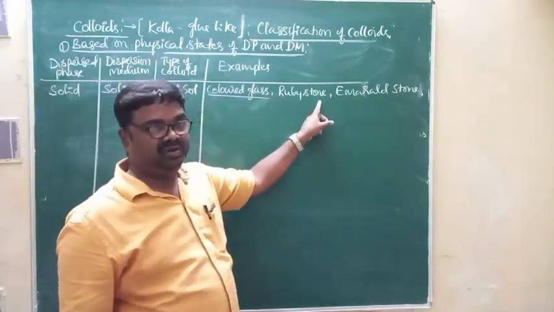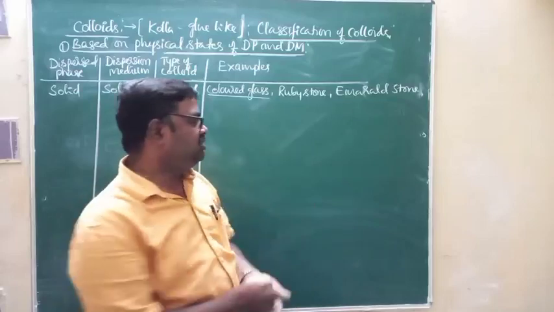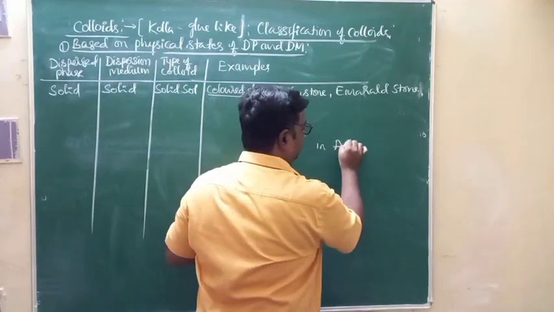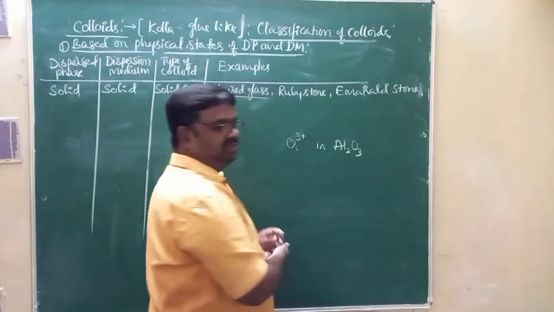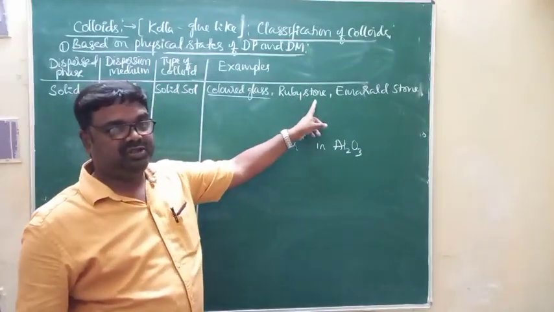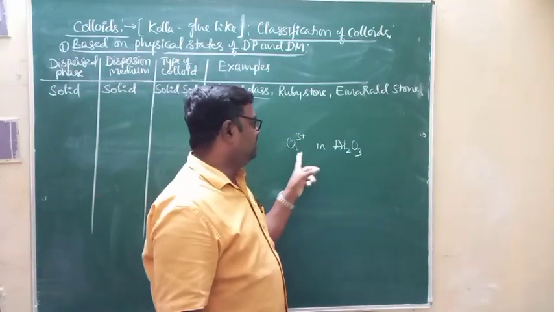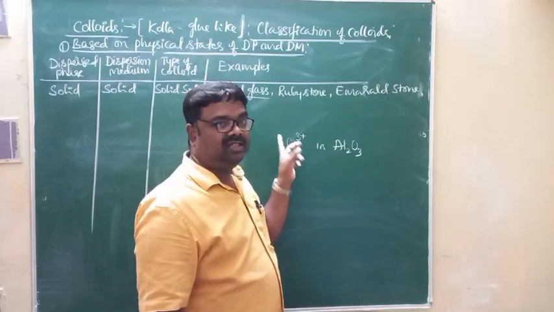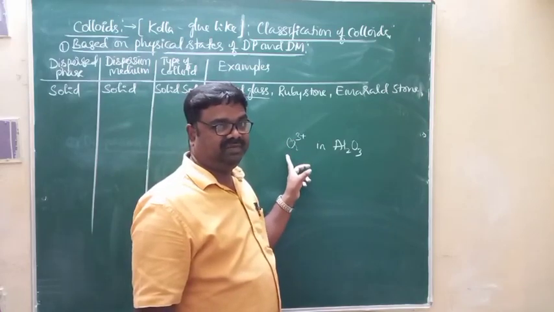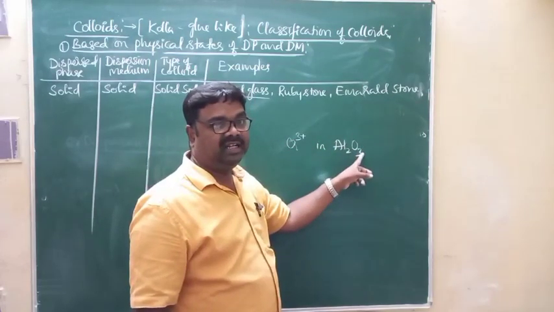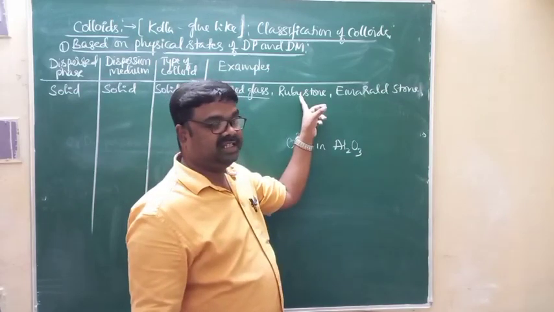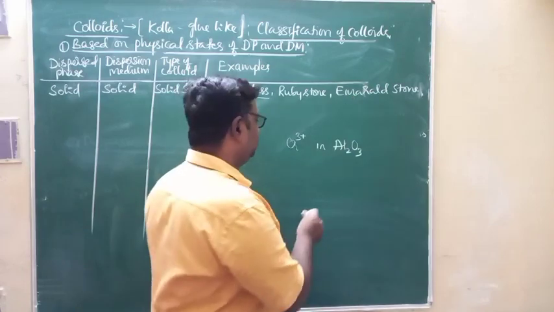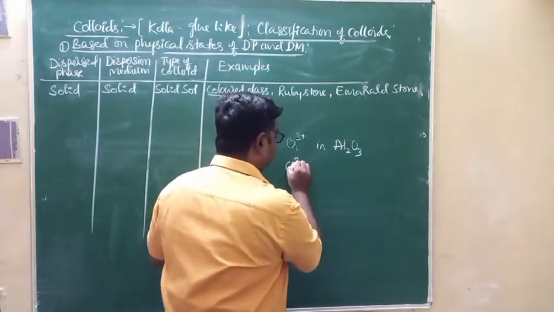In the case of ruby stone, the color of the ruby stone is because of presence of Cr3+ ions in alumina, Al2O3. Here, these colored Cr3+ ions are acting like disperser phase. Al2O3 will be acting like dispersion medium. That's why it is an example for solid sol. Look at this emerald stone. Emerald stone is characterized by, once again, Cr3+ ions.